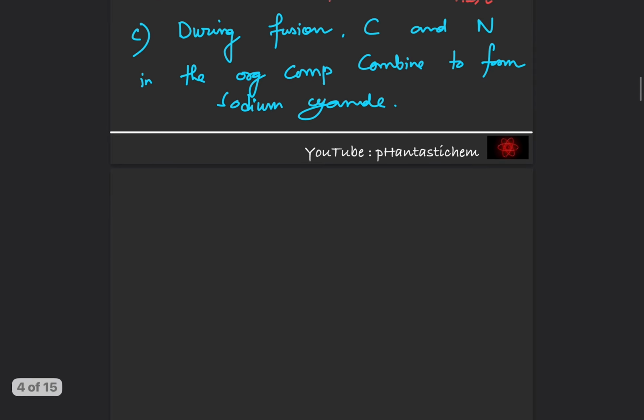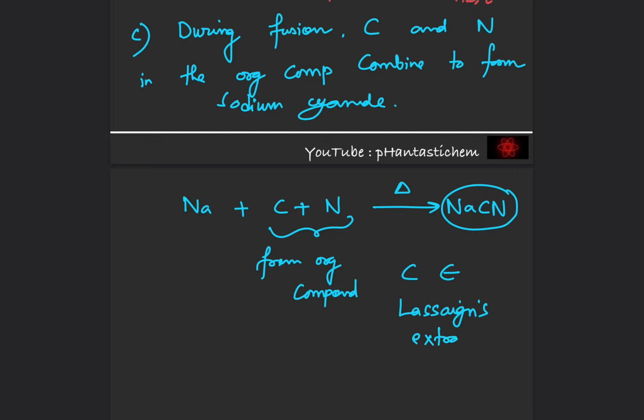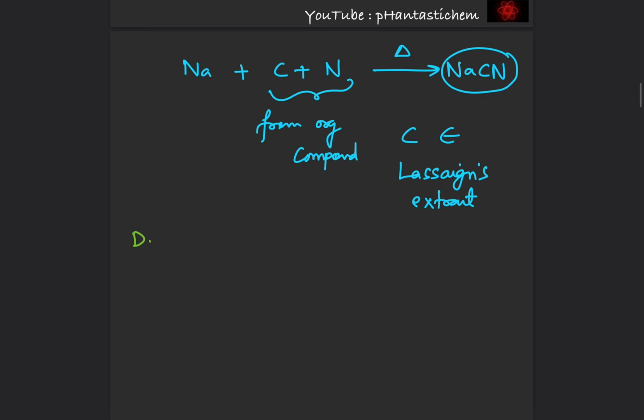In the reaction form, we can write it this way: Na plus C plus N, which comes from the organic compound. They undergo fusion in the presence of heat, and we get NaCN. And this is what is present in the Lassaigne extract, right? So yes, C also belongs to Lassaigne extract. Good. Now let us look at option D.